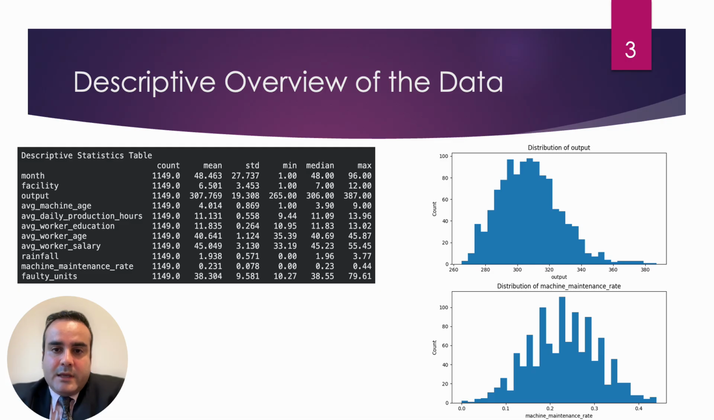Before estimating any model, it is important to understand the data. The histograms show the distribution of output and machine maintenance rates. Output appears roughly normally distributed around its mean. Machine maintenance rates vary within a relatively small range. These descriptive statistics help us understand the scale of the variables and confirm that there are no extreme outliers that would distort the regression analysis.